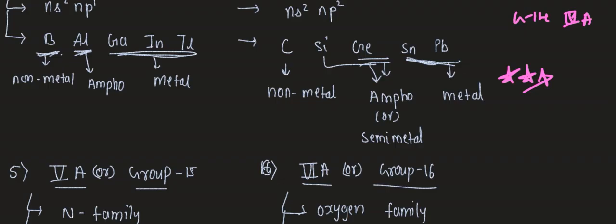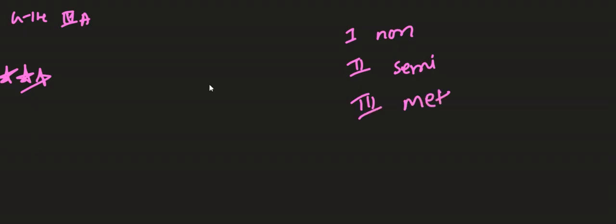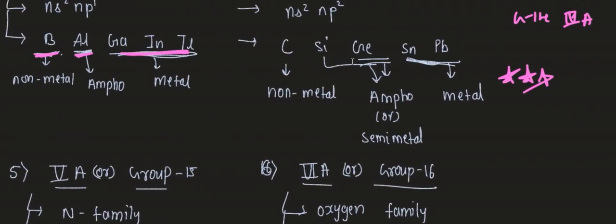Coming to the 13th group, are all elements metal? No. The first one is non-metal. Next, amphoteric. Next is metal. First of all, you have to learn the sequence here. Always remember, the first category should be non-metal, the second category should be semi-metal, and the third category should be metal. Based on this we are going to learn a few codes to remember the nature of the elements.